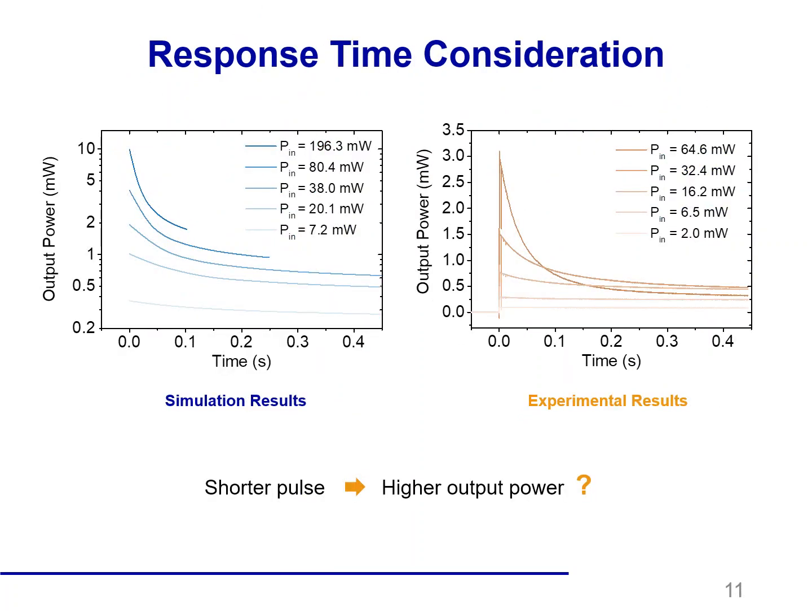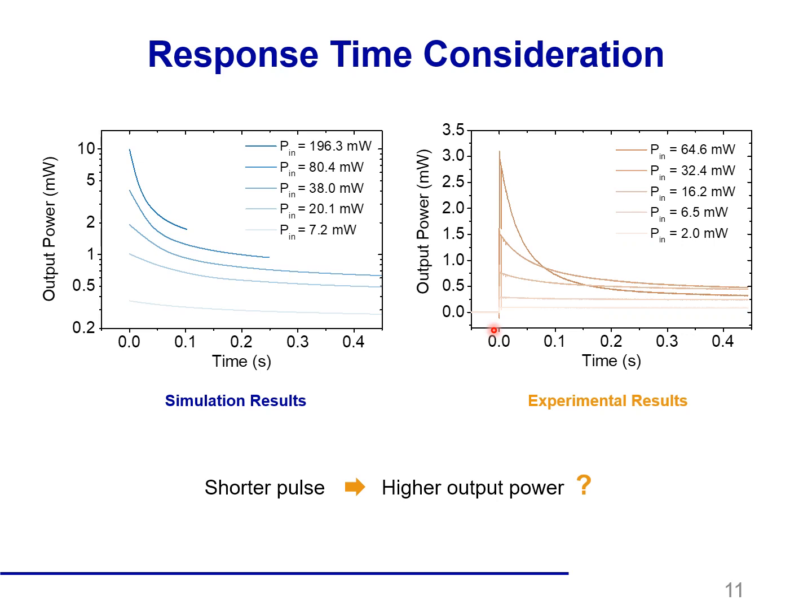Another important consideration is the response time of such a device. We did simulation and experiment of the device under step input to confirm this. The result shows that the device has a very long response time of around 0.2 seconds. So the output will be limited eventually, but there's a high peak at first. This gives the impression that if we use a shorter pulse, we can bypass the power limiter and provide a higher output.